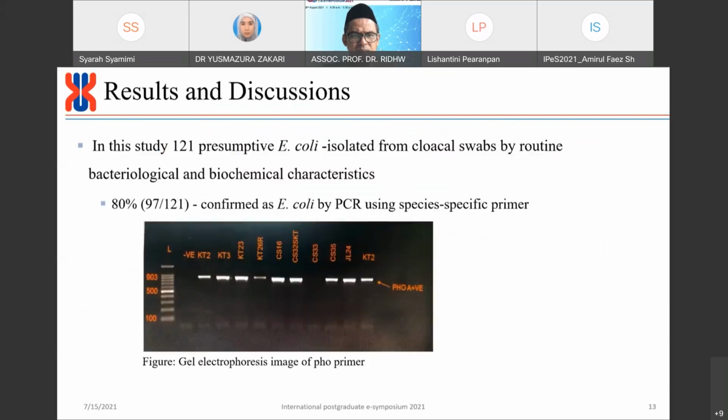Results and discussion. In this study, 121 presumptive E. coli were isolated from cloacal swabs by routine bacteriological and biochemical characteristics. Out of these, 80% of them were confirmed as E. coli by PCR using species-specific primers. And this image shows the samples that are positive for the species-specific primer.